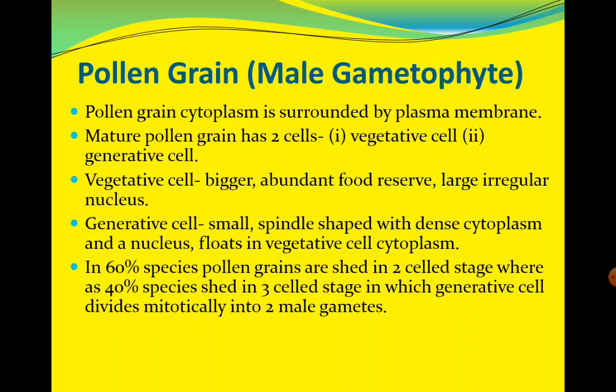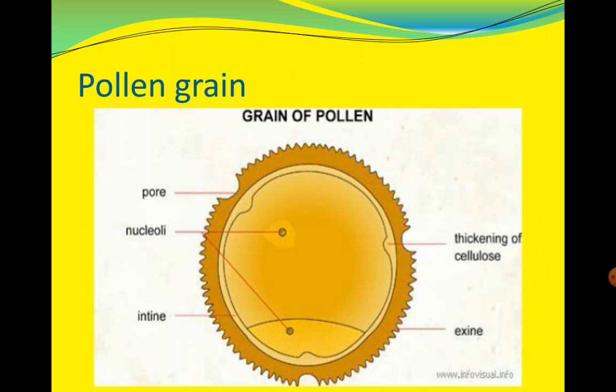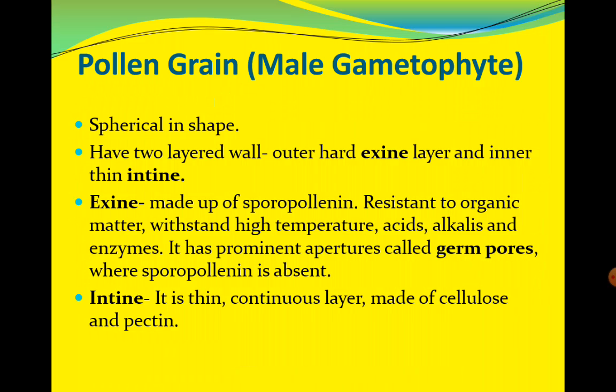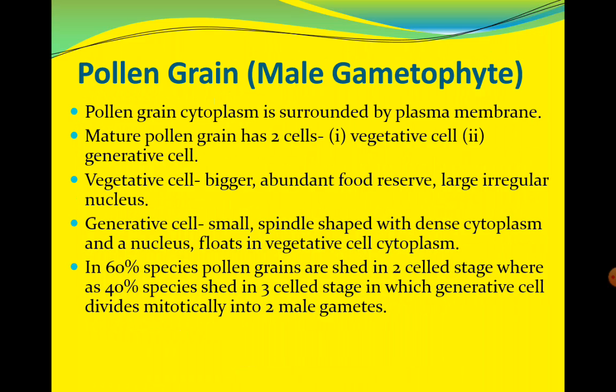Pollen grain cytoplasm is surrounded by plasma membrane, and pollen grain has two cells. One is called vegetative cell and second one is called generative cell. As you can see in this diagram, one cell is generative cell, another cell is vegetative cell. So nuclei are available, nucleus of vegetative cell and nucleus of generative cell. Okay, so vegetative cell is bigger, abundant in food reserve and has a large irregular nucleus. Generative cell is small, spindle shaped with dense cytoplasm and nucleus and floats in the vegetative cell's cytoplasm.